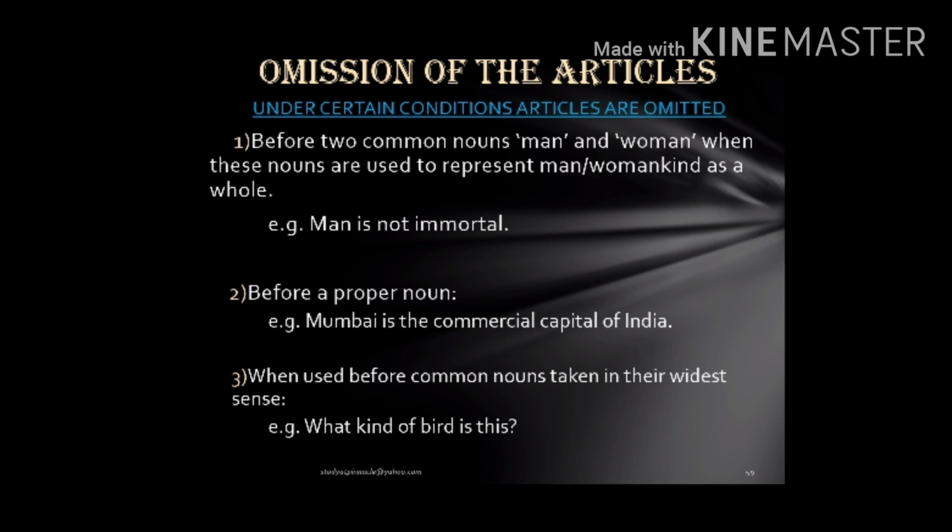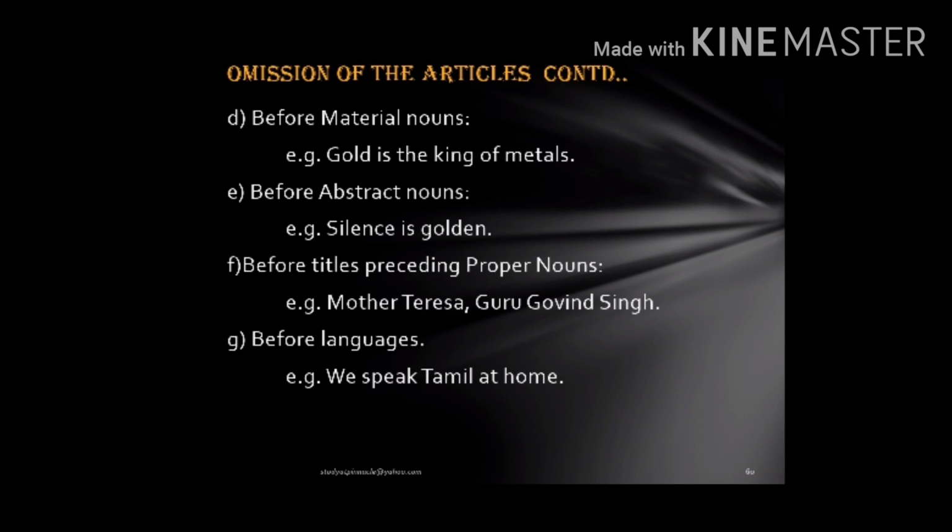Also, in the third example, you will see that we are talking about a bird in its widest sense. So when you are not sure of the bird, that is where you will drop the article. So what kind of bird is this? We do not use any articles before a material noun when we are referring to any material. For example, gold is the king of metal.